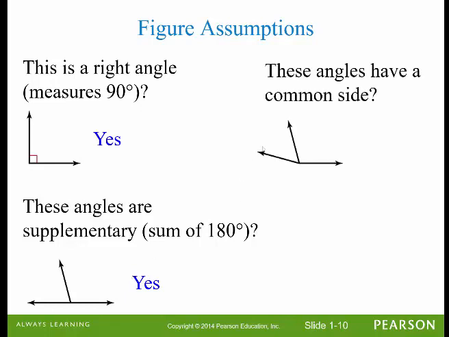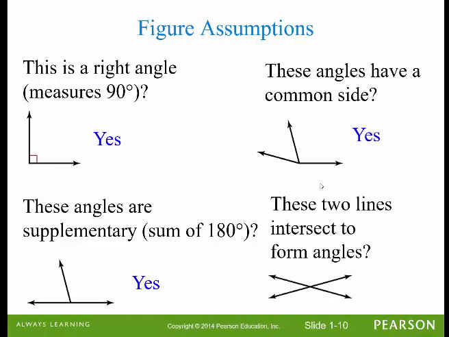Do these angles have a common side? So this angle here, this one right here, and then this angle here. So in here and in here, yes, they do have a common side. It's this one right here. All right, these two lines intersect to form angles. Well, obviously they do. Here's one angle, here's another. So yes, they do intersect to form angles.